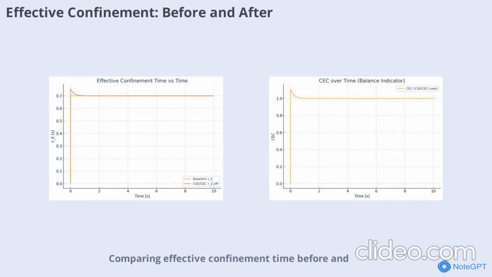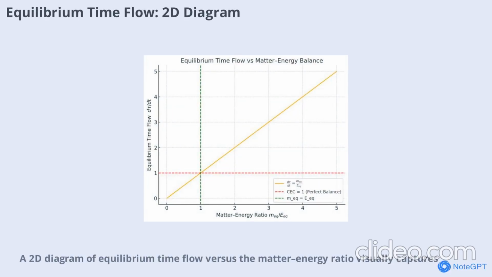Comparing effective confinement time before and after applying CSE-CEC modulation reveals significant improvements. The system maintains higher temperatures and achieves ignition-like conditions more readily, showcasing the tangible benefits of equilibrium-based optimization in engineering and physics.